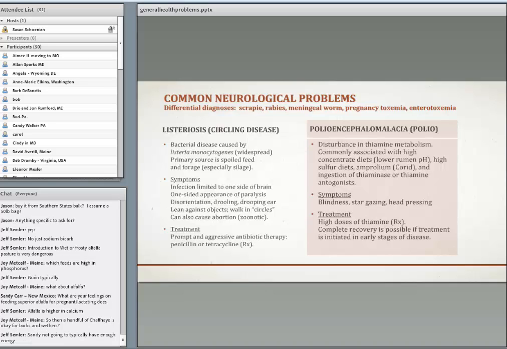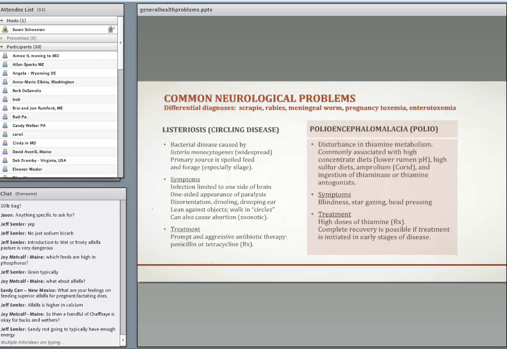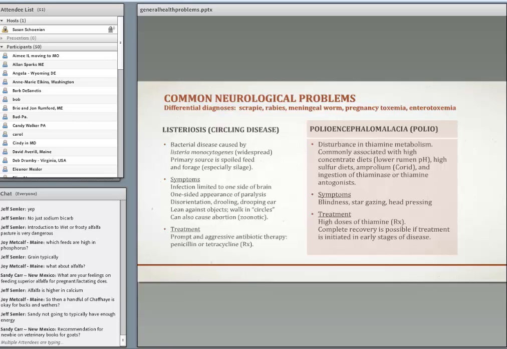If you catch the symptoms early enough and you give aggressive antibiotic therapy, usually penicillin or tetracyclines, you may be successful. I would say in most cases people are not successful, but if you get it early enough you may be.